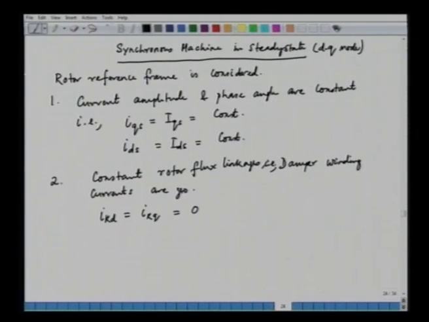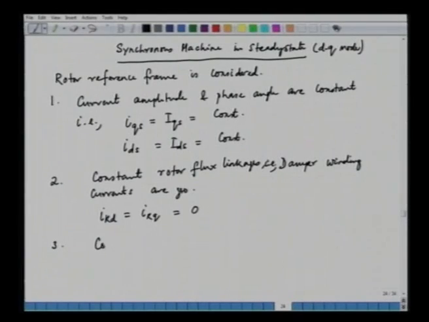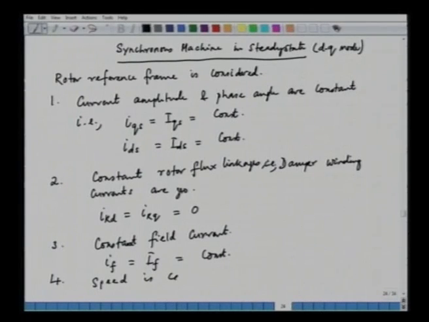And we can also assume that the field current is also constant. The field is separately excited. So, we can assume that the field current is also constant. Constant field current, which means IF is equal to capital IF is equal to constant. Of course, the speed is constant, it means omega r is same as omega e is constant.